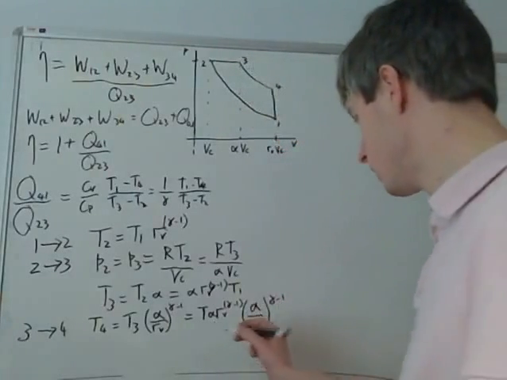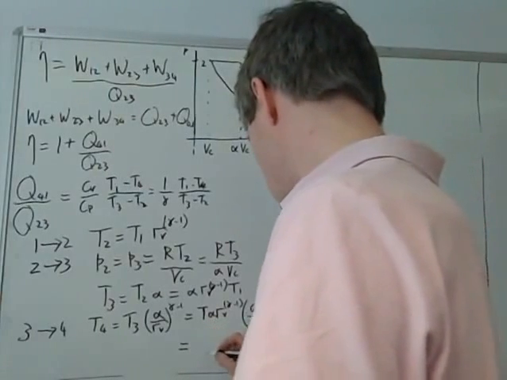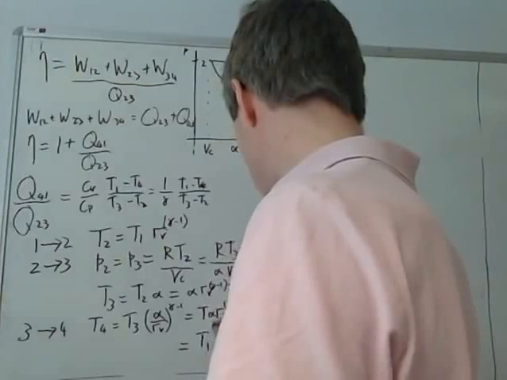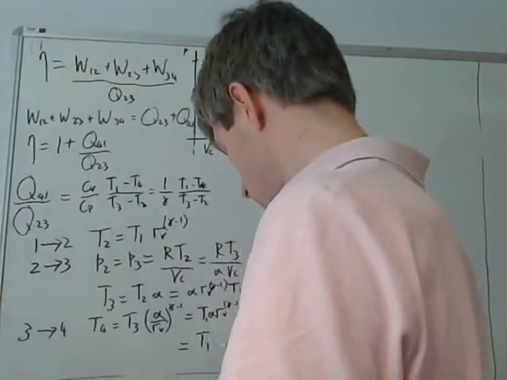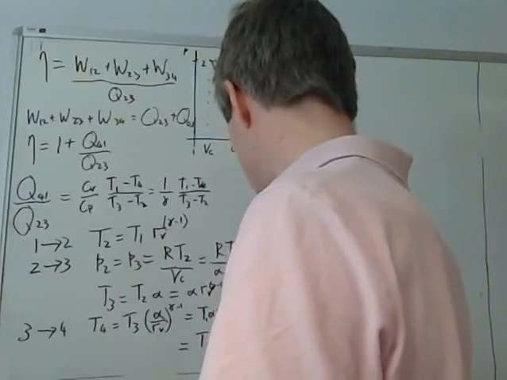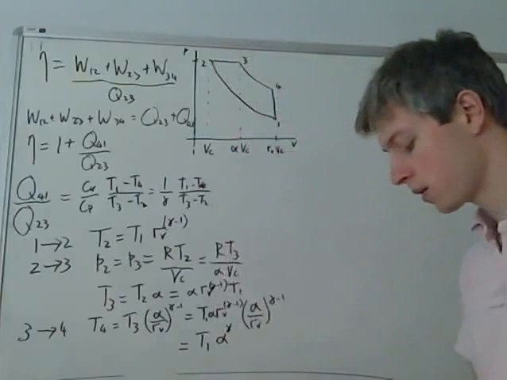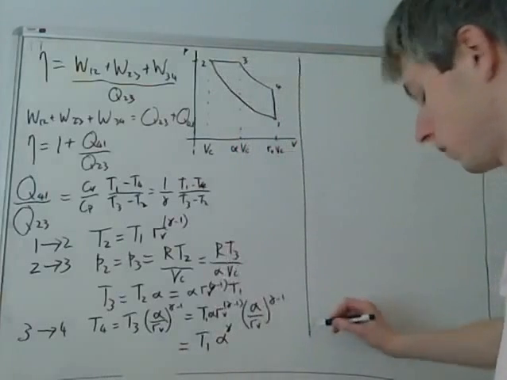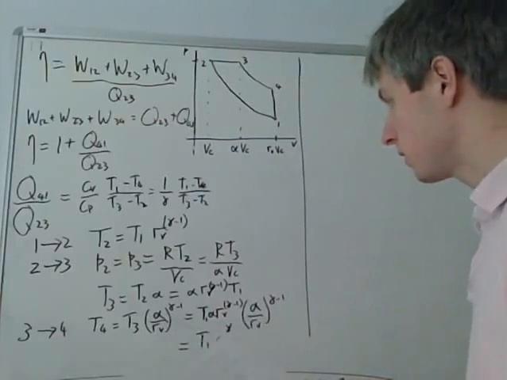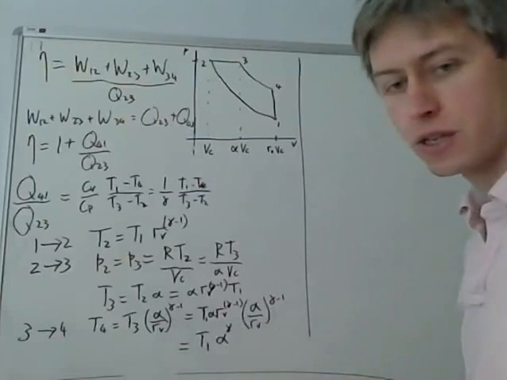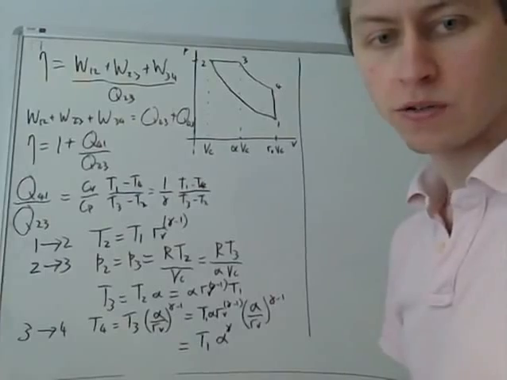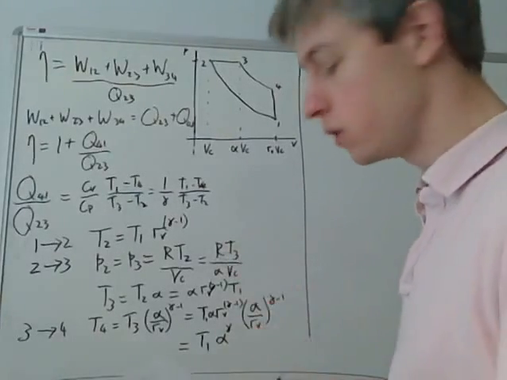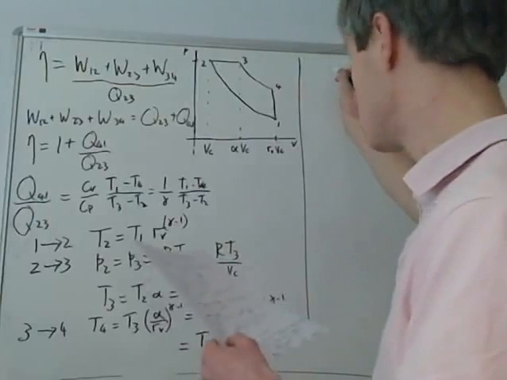Now we can simplify this a little, and what we get is that T4 is equal to T1 times alpha to the gamma. So that's a bit of algebra for you to check. Now the last steps in order to get the efficiency, we just need to substitute these different temperatures back into our expression for efficiency, and we should get the answer. So make sure you can do this, but I'll just write the answer down here.